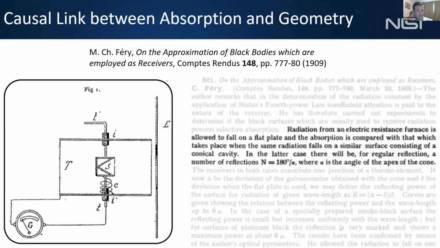For the measurement part, this relationship between absorption and geometry has been looked at for a very long time. The oldest paper I can find is from 1909. I like this paper quite a bit because conceptually it's doing very similar things to what I'm doing. This person wanted to look at the differences in absorption between radiation that fell on a flat plate compared to that which fell on a conical cavity, pictured here in the middle of this diagram. And he even developed a relationship for multiple reflections as a function of the apex angle of this cone.